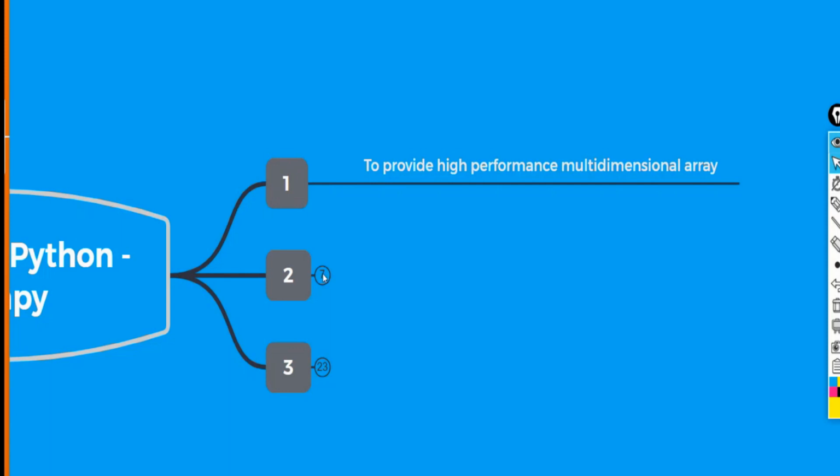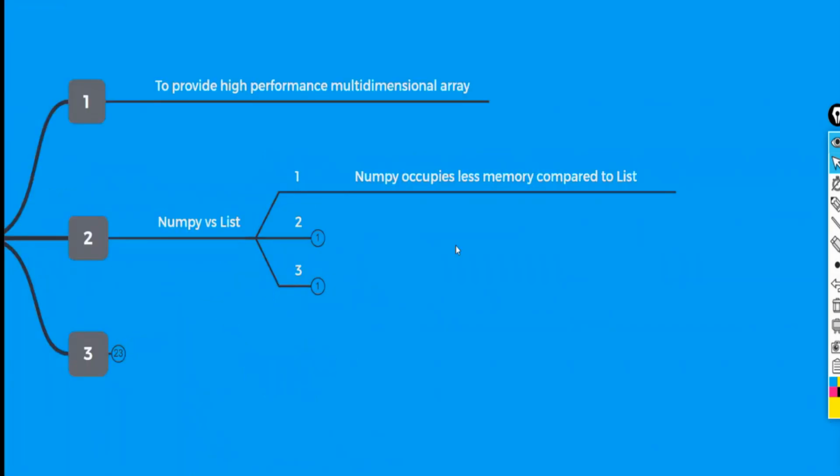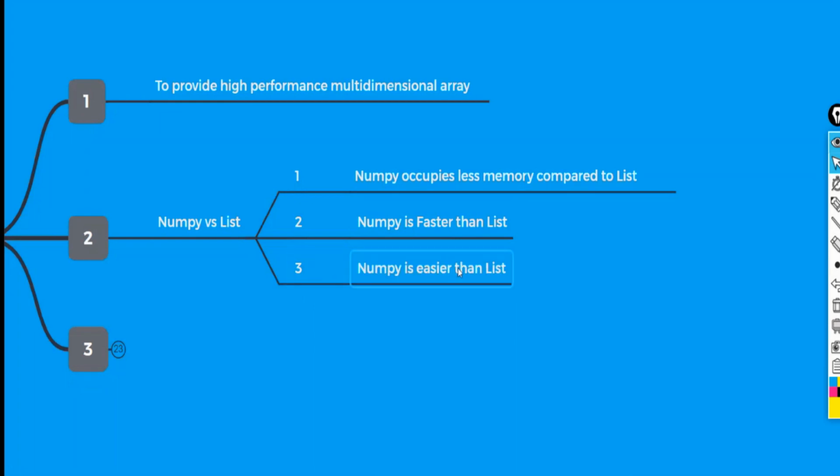First, NumPy occupies less memory compared to the list. Then NumPy is much faster than list. Then NumPy is easier than list. A lot of complicated operations we do in Python can be done very simply, like adding two numbers, how simple it is. Similarly, we can perform array operations. We can add two arrays, and we can perform various operations in a simple method. That is why NumPy is very easy and very fast, and it also consumes very less memory.